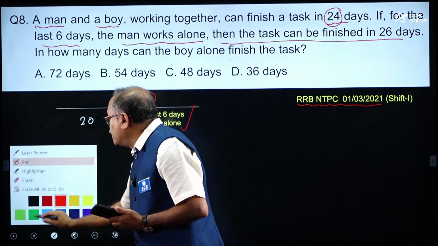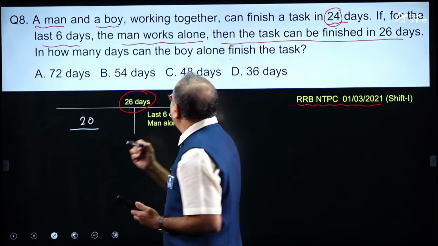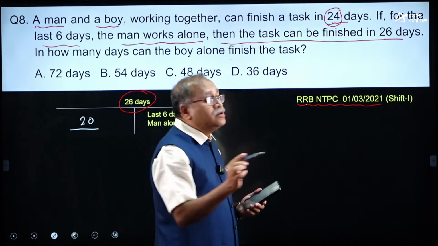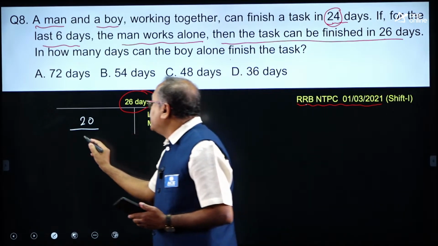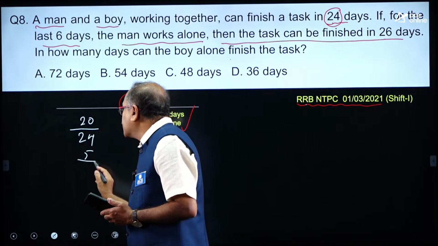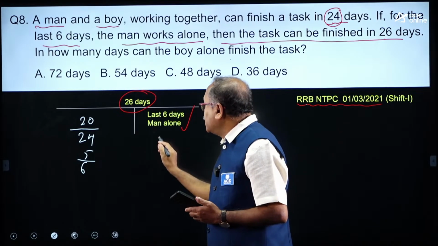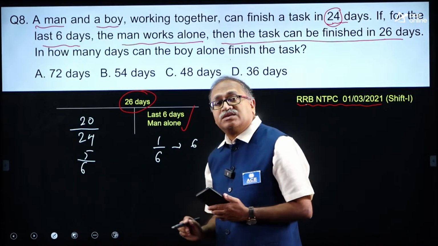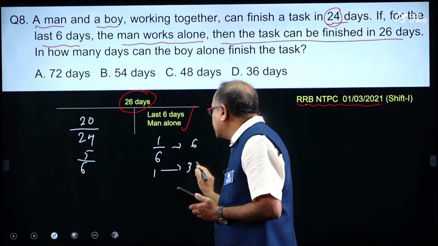So, what part of the work is completed in 20 days? Together in one day 1/24 of the work, in 10 days 10/24th of the work. So in 20 days 20/24th of the work, that is 5/6 of the work is completed. So the man has completed the remaining work, 1/6, in how many days? 6 days. Then one whole work in how many days? 6 into 6, that is 36 days.